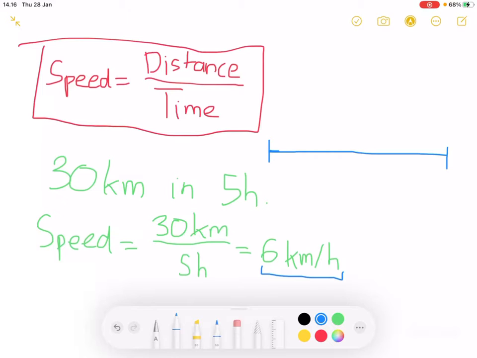So the question is, does this imply that for every hour, I'll just divide this into 5 sections, does that mean for every hour the car travels 6 kilometers, like so? So it's evenly distributed? Well, we can't really tell, because maybe the car just slowed down at the first half and then accelerated at the second half. However, we can conclude this from our answer right here. This speed is not just any speed. This speed is average speed.